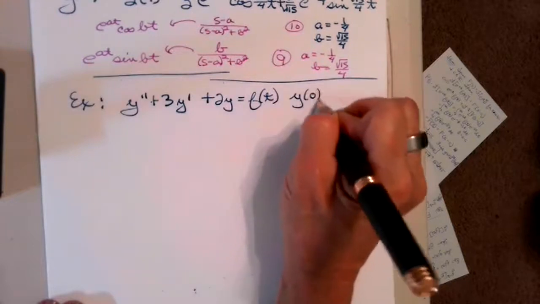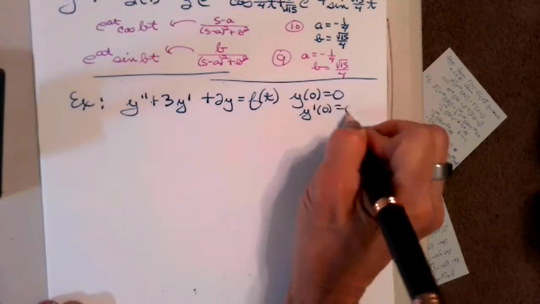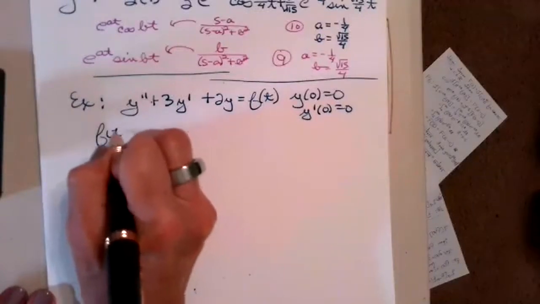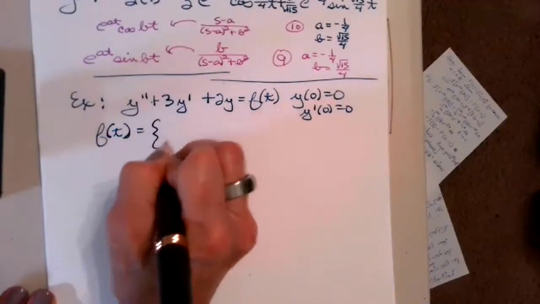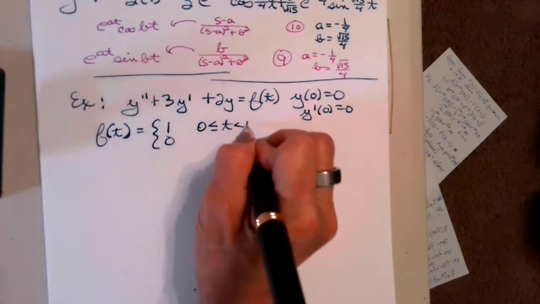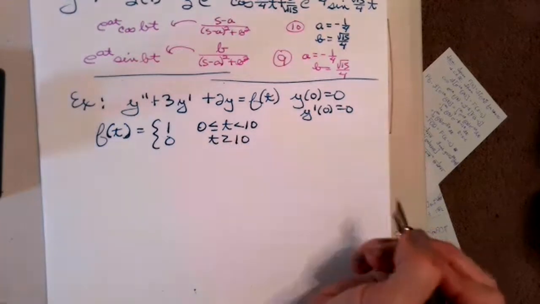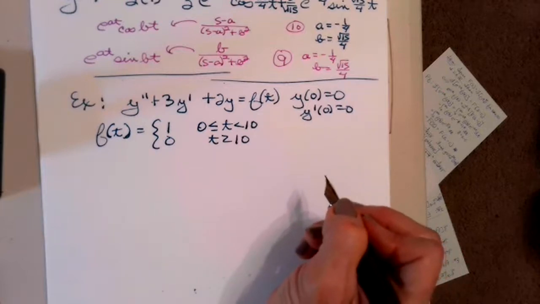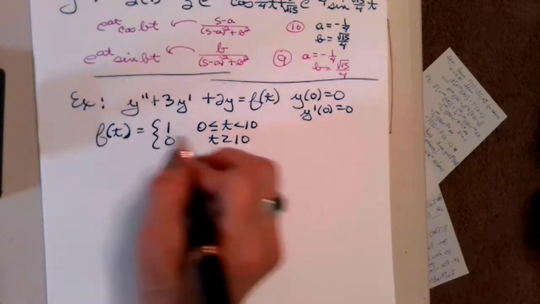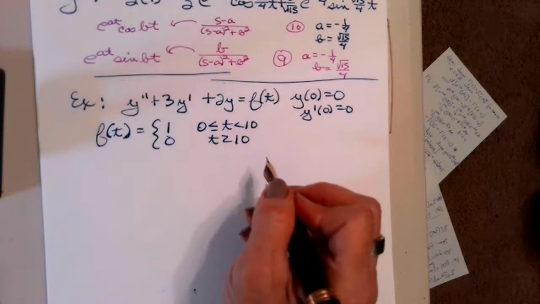y of 0 is 0, y prime at 0 is 0, and f of t is the function that's 1 if t is between 0 and 10, and it's 0 if t is greater than or equal to 10. Okay, so you have to find the solution to that problem. You won't find anything like that in the Laplace transform charts. You have to write it in terms of the Heaviside function.